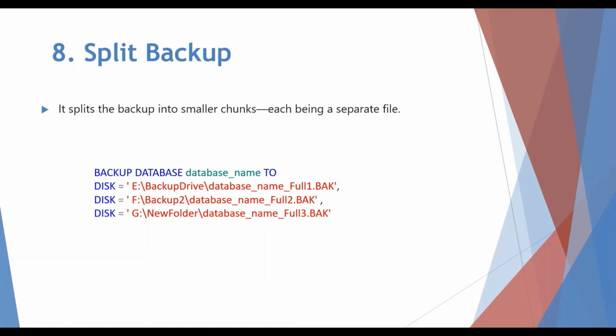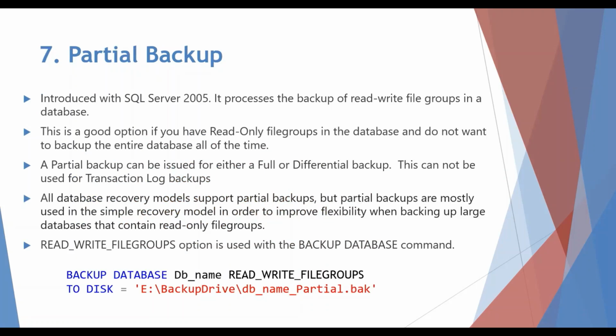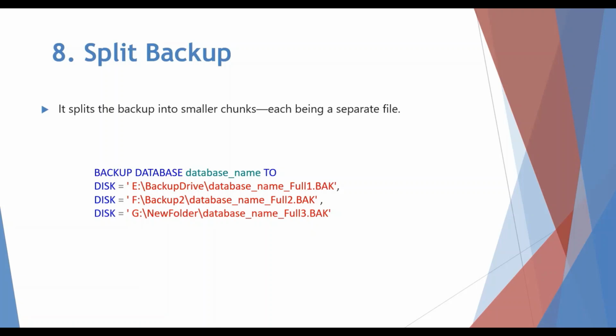Whenever you take a backup, suppose your database size is 1 TB or 2 TB, the backup size will be quite large. So in order to overcome this, you can split your backup file into smaller chunks. You can see the syntax here: backup database name. You are going to take a backup into 3 different disks. Maybe your disk 1 has less space, which cannot handle your full database backup.